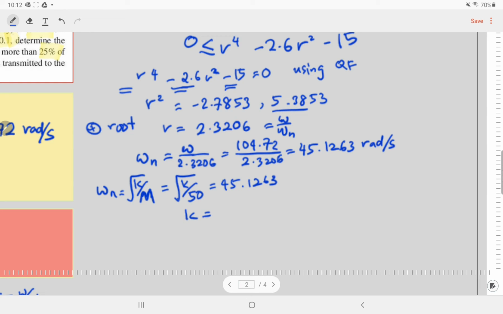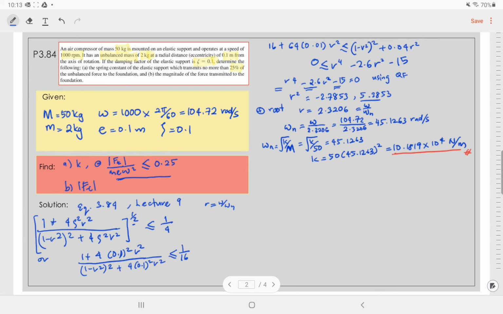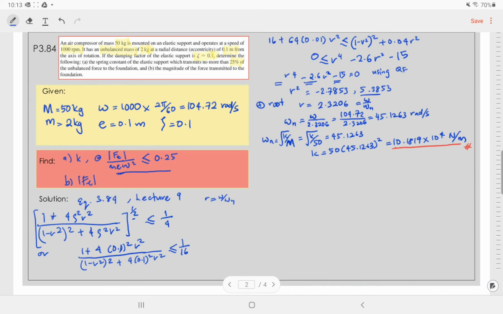So if you rearrange from the equation, you have K is equal to 50 times your omega n square. So you have 45.1263 square. So you get 10.1819 times 10 to the 4 Newton per meter. So then we have that answer. So we already have the answer for your K. So now we want to see how we can answer part B. So part B is calculating the FT.